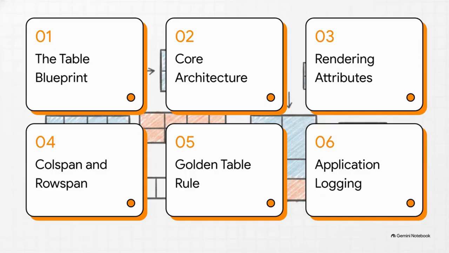So here's our game plan for today. We'll start with the HTML table blueprint, move into core architecture and tags, then look at attributes for perfect rendering. After that, we're tackling Colspan and Rowspan, the crucial golden table rule, and finally, application and portal logging.